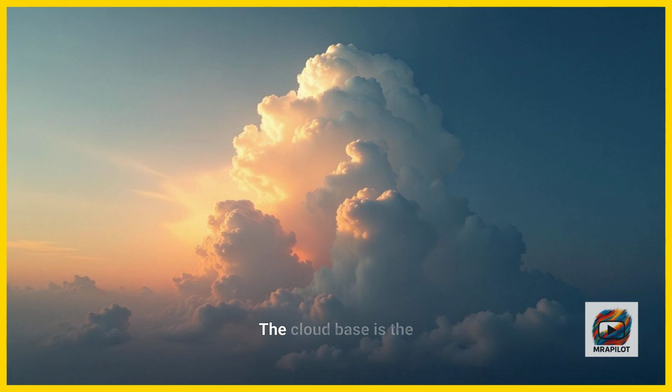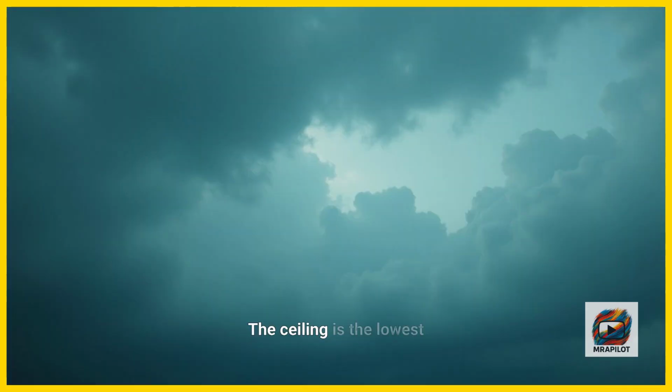Next, cloud bases and ceilings. The cloud base is the lowest visible part of a cloud. The ceiling is the lowest broken or overcast layer that covers more than half the sky. This matters during instrument flight. If cloud base is at 800 feet AGL and your minimums are 1,000 feet, you'll need an alternate or a different approach. Cloud opacity also matters.